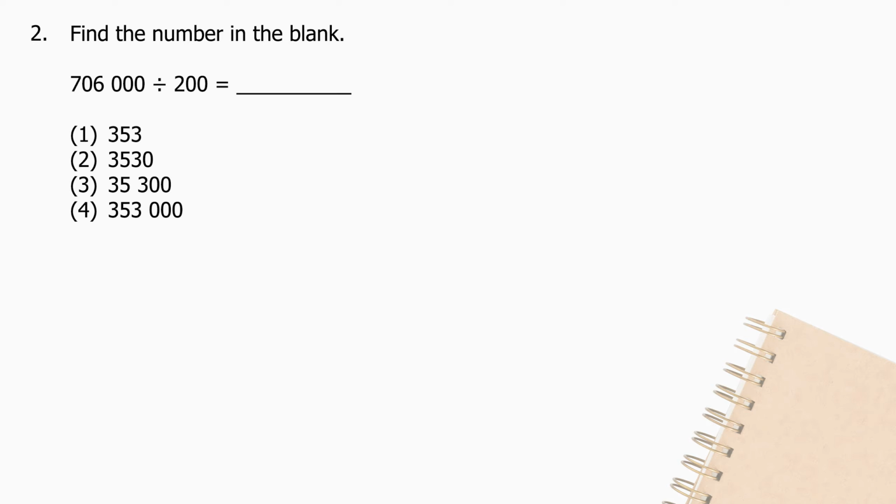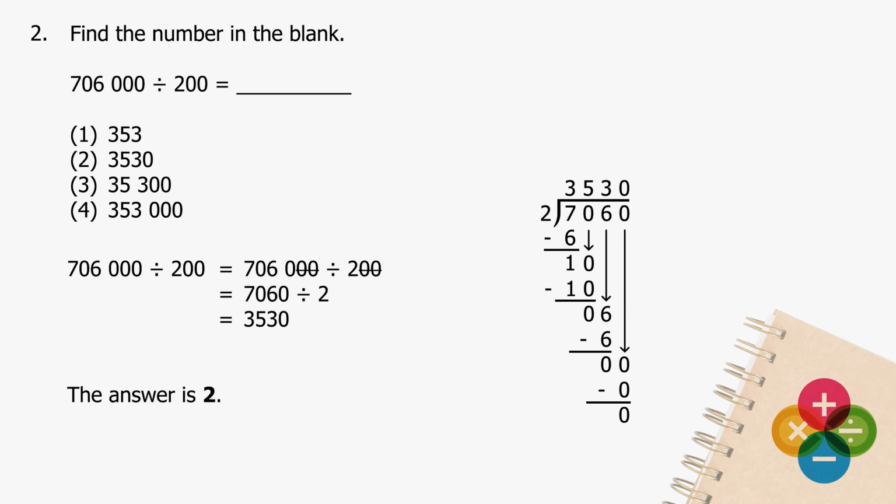Question 2. Find the number in the blank. Divide 706,000 by 200, and the quotient is the missing number. Divide 706,000 by 200, and it is equal to: divide 7,060 by 2, and the quotient is 3,530. The answer is 2.